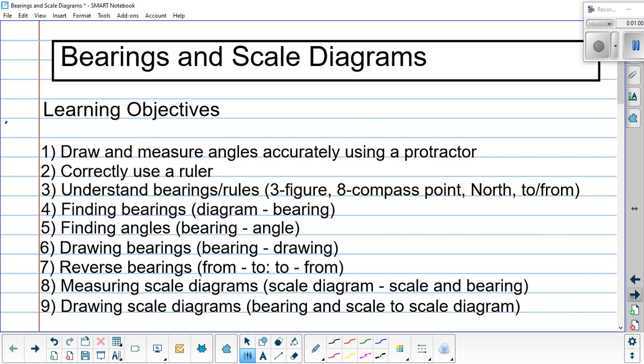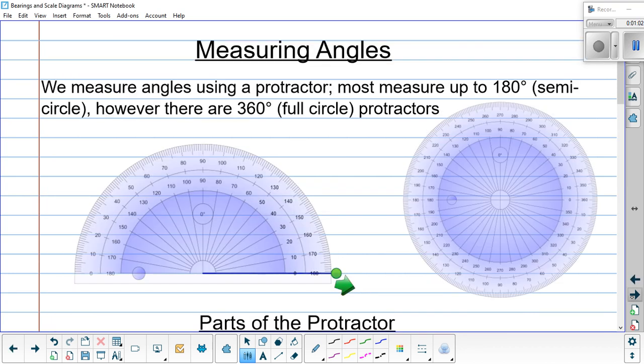So to begin today, we are going to talk about measuring angles. As you notice here, we have two protractors. One on the left-hand side is a hemisphere, a semicircle 180-degree protractor. On the right is a full circle protractor. Notice both have an inside scale and an outside scale. We'll go through these points after.